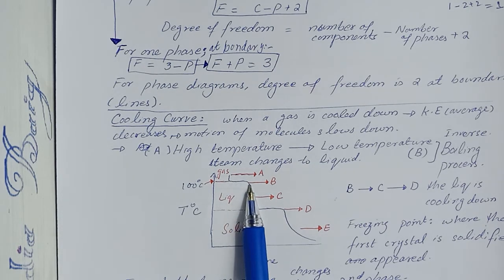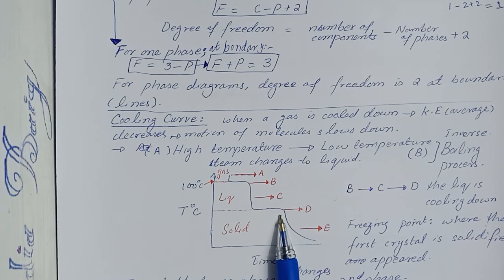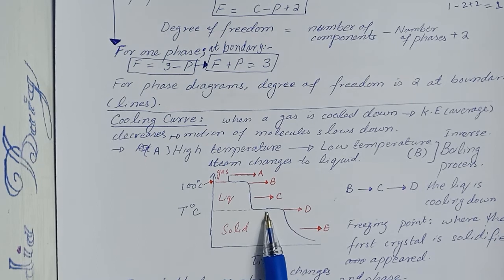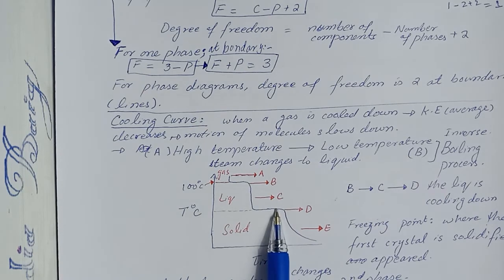Then from the liquid state to the solid state, there is a sharp decrease in temperature, while the temperature is held constant when moving from one phase to another phase, that is at the phase boundary. So this one horizontal line is showing the phase boundary between gas and liquid, and this one is showing the phase boundary between liquid and solid.